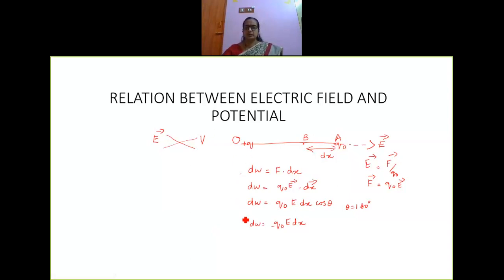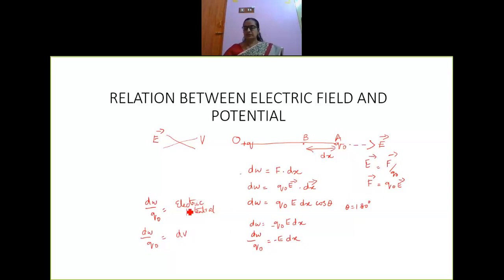So I bring this Q naught to the denominator: dW by Q naught equal to minus E into dx. So what is this work done per unit charge? In the last few topics we were discussing this. Work done per unit charge is nothing but electric potential. Now this equation can also be written as dW by Q naught is equal to dV.